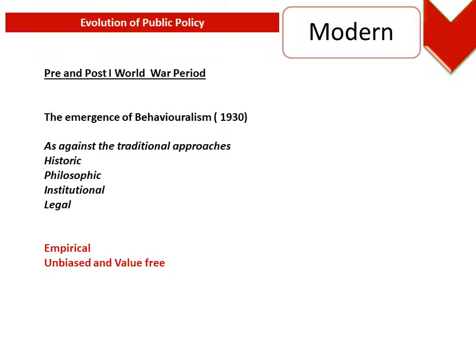It is unbiased and value free. So value free study should be there in the political science and public policy. So thinkers like David Easton promoted a new kind of study in political science and policy making, which is called behavioralism. The behavioralism emerged in this period in 1930s. It is a major development in this time.